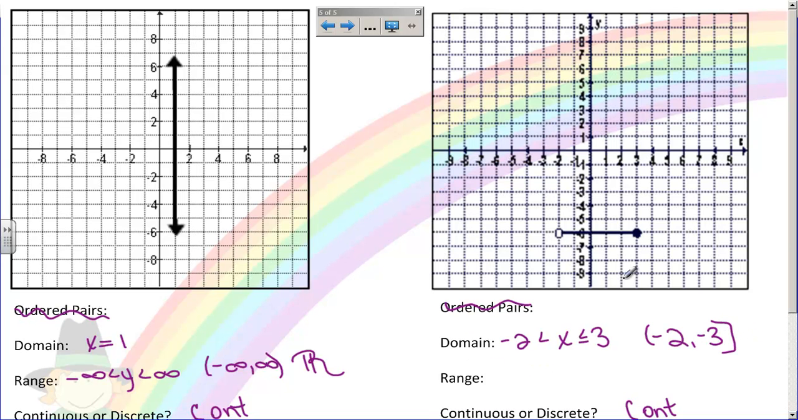But your range, it doesn't go up or down at all. But it does cross through a y value, and you should notice that it crosses through y equals -6. So that is your range. So that is domain and range. We will practice this tomorrow, and I will see you then.